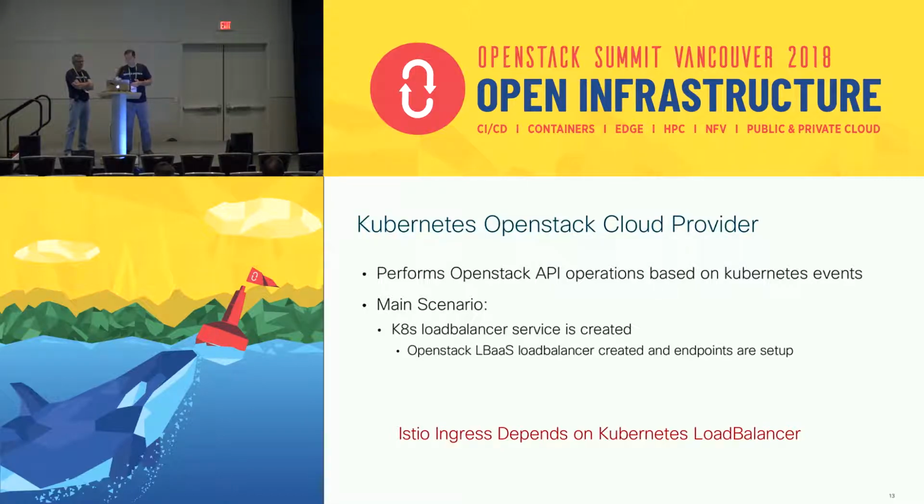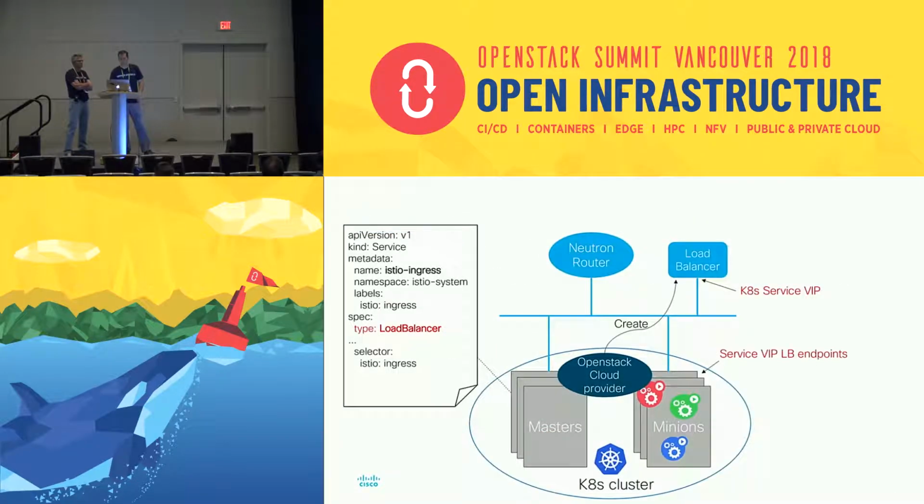So the OpenStack project Magnum installs Kubernetes and automates the provisioning of the OpenStack cloud provider in Kubernetes. And with Octavia, the cloud provider will cause OpenStack load balancers to get created. So this is an illustration of that.